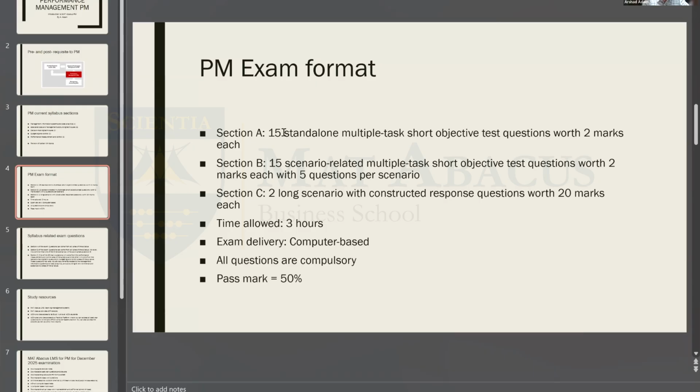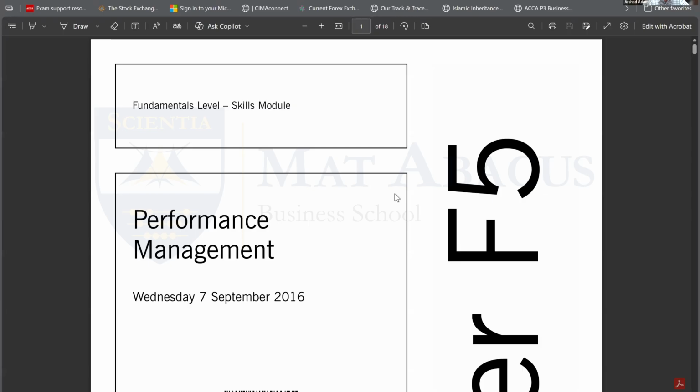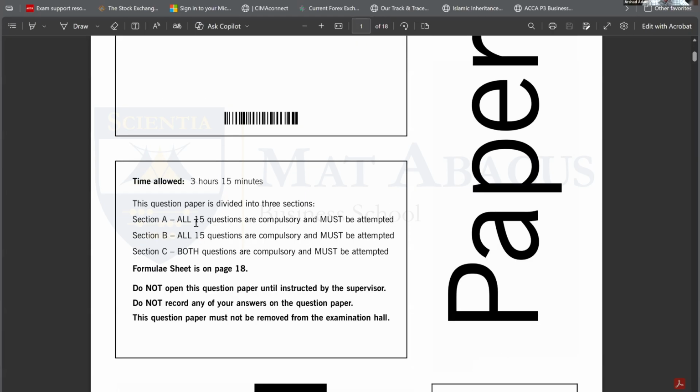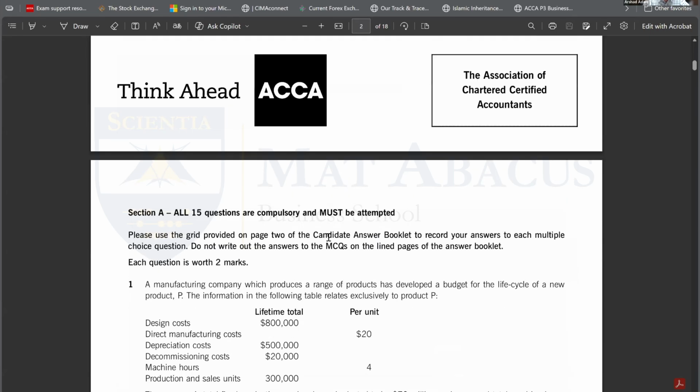Now, the exam structure is that you got 3 sections. In section A, you got 15 multiple task or short objective questions. Let me see whether I can show you a little bit of an example. There it is. Okay, so this is an example. So you got 3 sections, 15 questions for section A, 15 questions for section B, and 2 questions in section C, just to give you a quick idea.